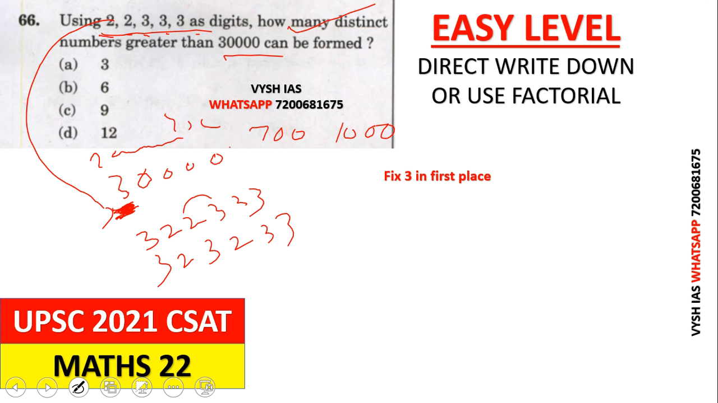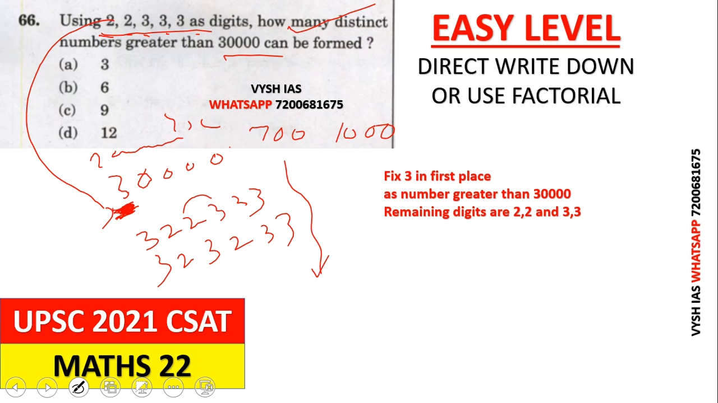Okay, so as I told, first fix 3 in the first place because you need numbers greater than 30,000. Then write down the numbers with the remaining digits. This is one way. Okay, I will tell you the complicated maths formula way also, factorial. This question is about factorials. That I'll teach you how that is. First I'll tell you that.